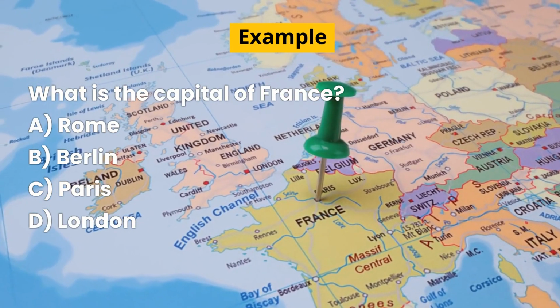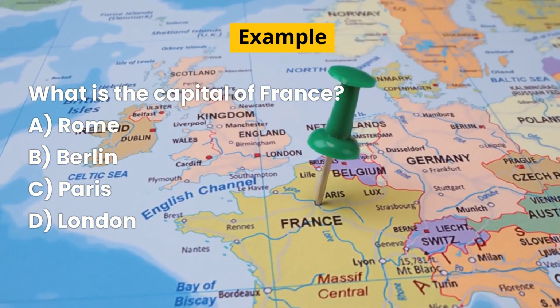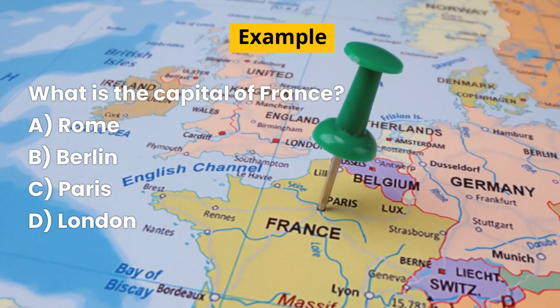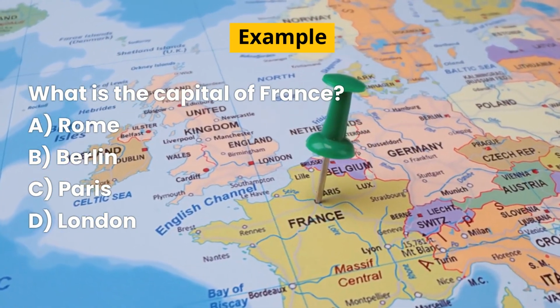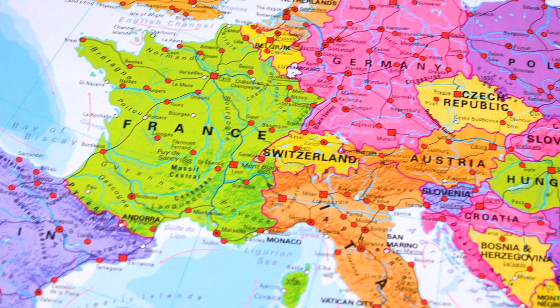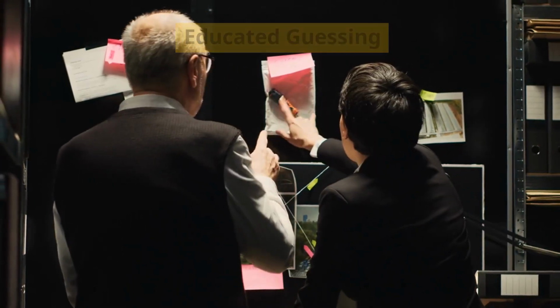Example: for a question asking about the capital of France, the keywords are capital and the country's name in the question. Options are A. Rome, B. Berlin, C. Paris, D. London. By recognizing Paris as the capital of France, you identify it as the correct answer. Educated guessing.